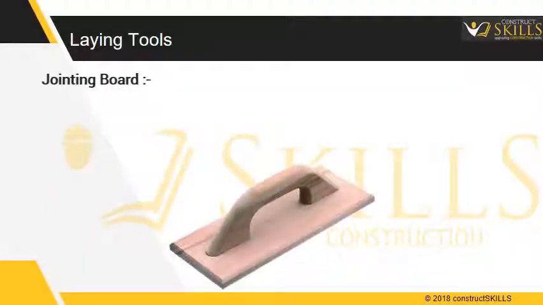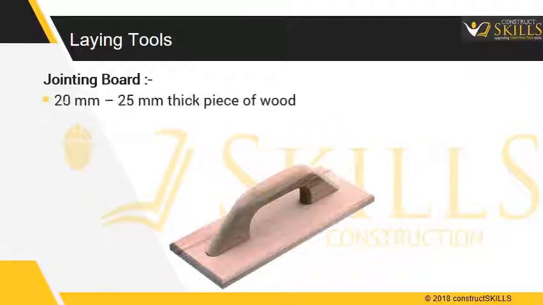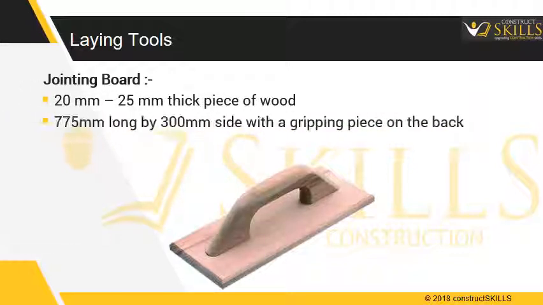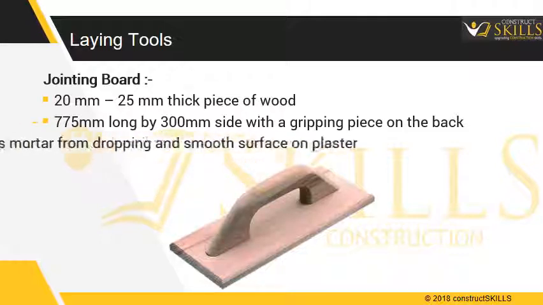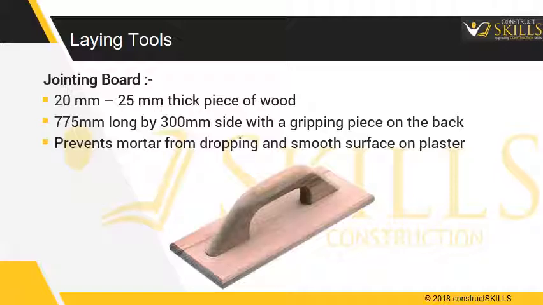Jointing board. This is a piece of wood, generally in a size of 20 to 25 mm in thickness, 300 mm width and 775 mm length. It prevents the mortar from dropping and gives smooth surface on plaster.